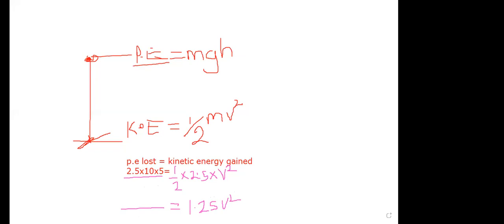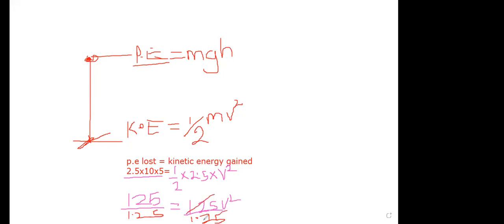So you tell me what we have this way. 1.25 times 2.5 times 10 times 5. Someone has already given me the answer. The answer is 125. So since we want to get V, we are going to divide by 1.25 on both sides, 1.25 this side, and 1.25 also this side.